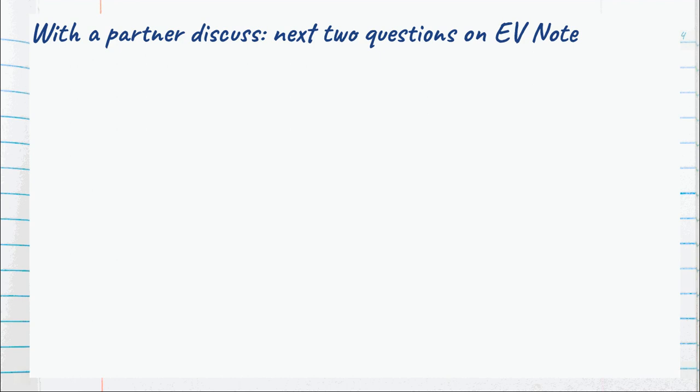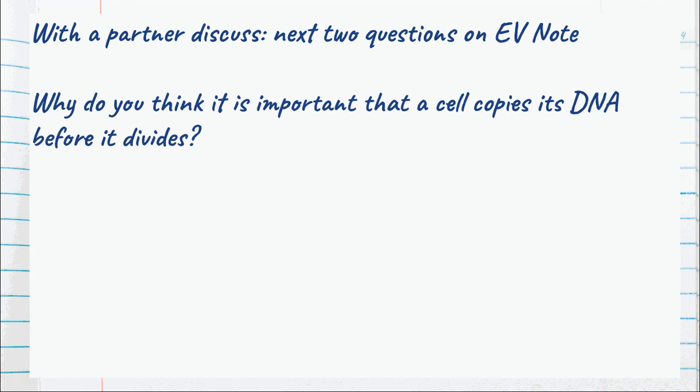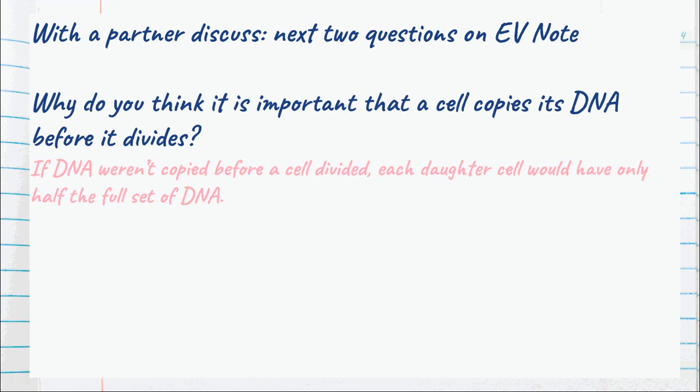Okay, on your evidence note, take a look at the next two questions, and you won't have a partner necessarily if you're working at home today, which you are, but think about them on your own and see if you can come up with a response. So the first question, why do you think it is important that a cell copies its DNA before it divides?